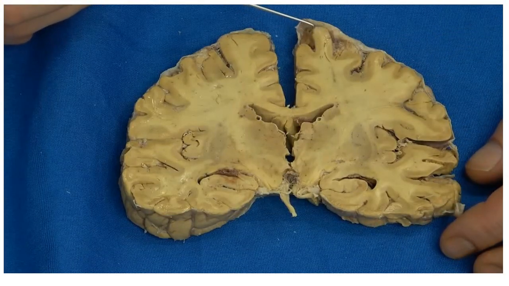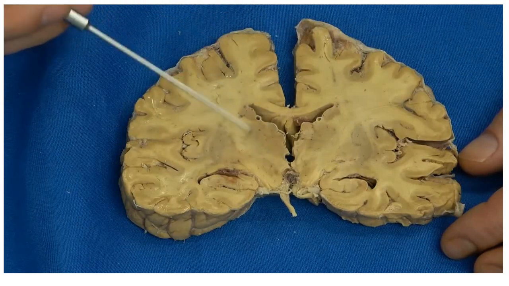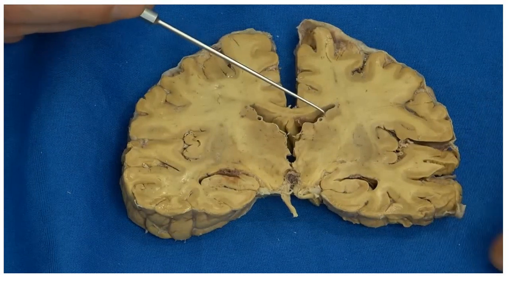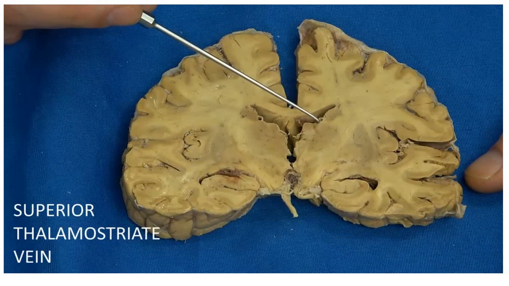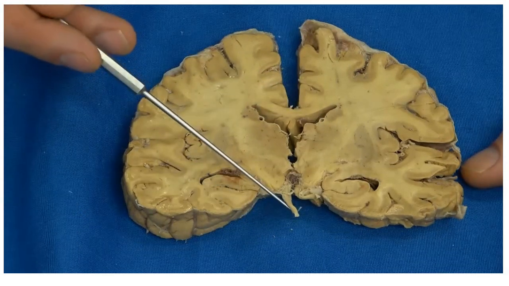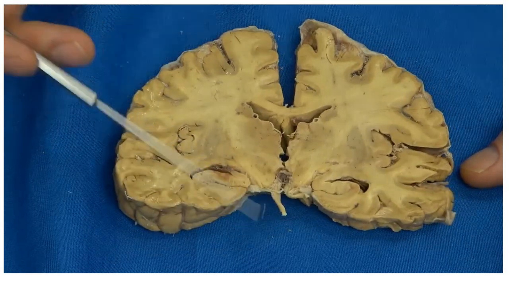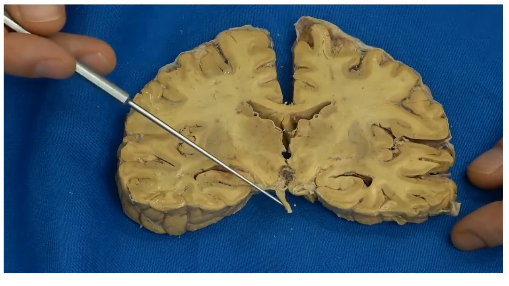Okay, now a different point of view. Again we can see the structures of the thalamus, of course, the body of the caudate nuclei, and of course the thalamostriate vein. This little nerve right here, which stayed after the section, this is the oculomotor nerve.